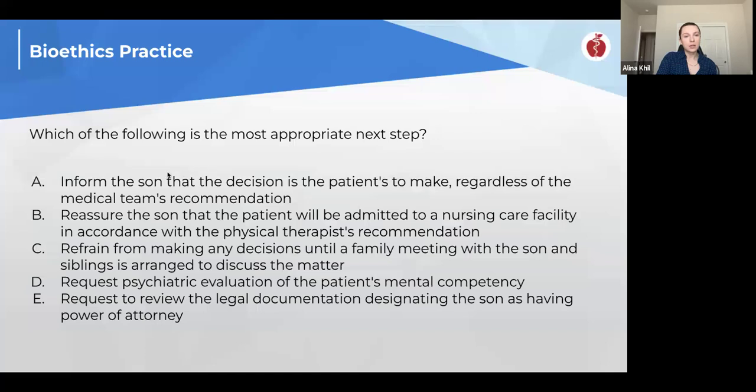So here with the answer choices, I'm going to give you guys a couple minutes to take a look at this and go ahead and put your answer in the Q&A and we'll talk through this together.